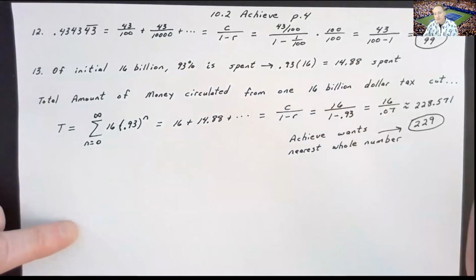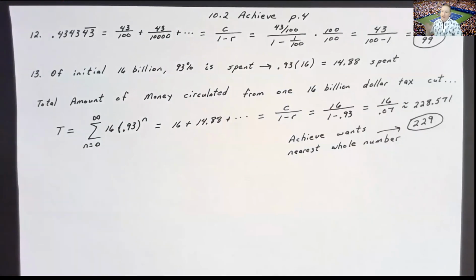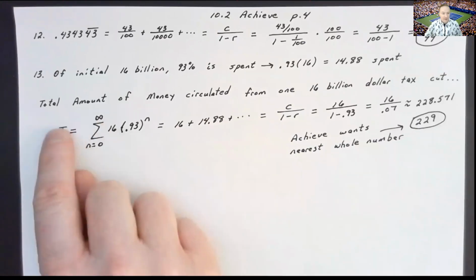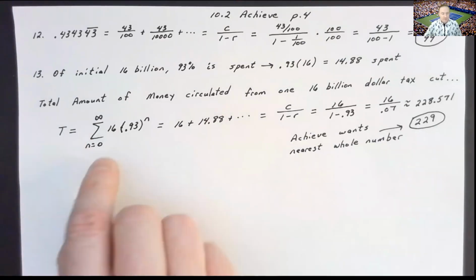Okay, but here's the thing. That amount spent that you give somebody else, that's money that they wouldn't have had without that, and then they'll go out and spend it. So this is going to continue on and on and on and on. So if we're thinking about how much money one $16 billion tax cut puts into the economy, then you'd have a total amount of additional money flowed in.